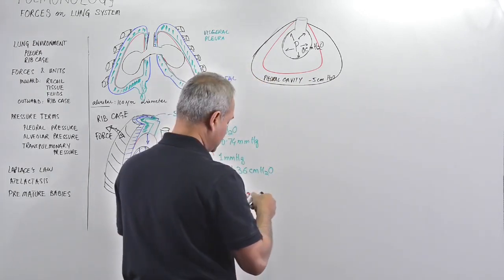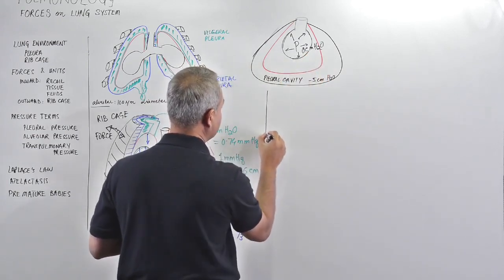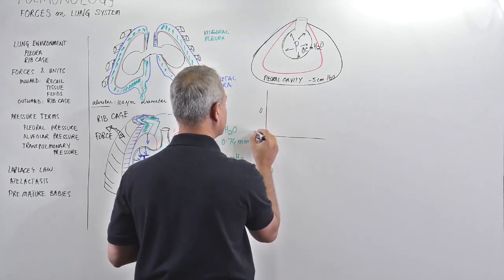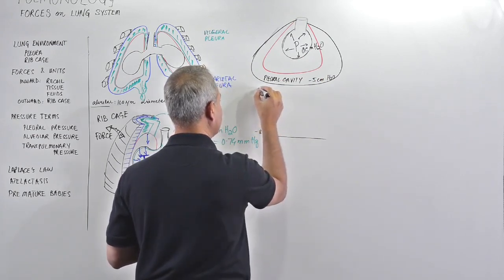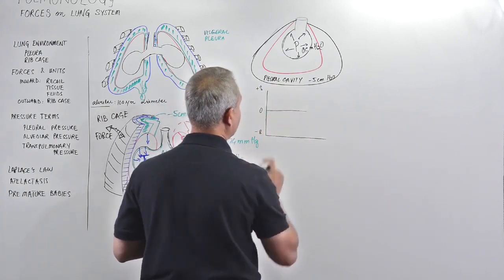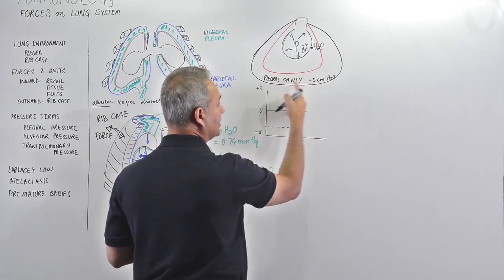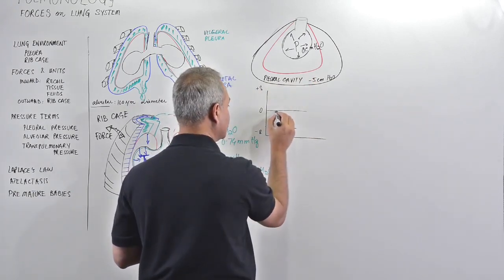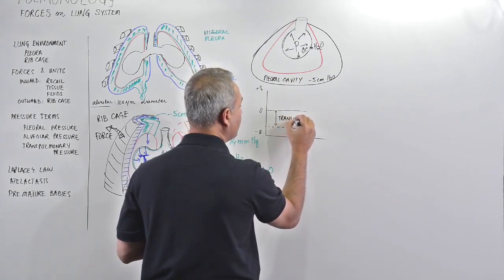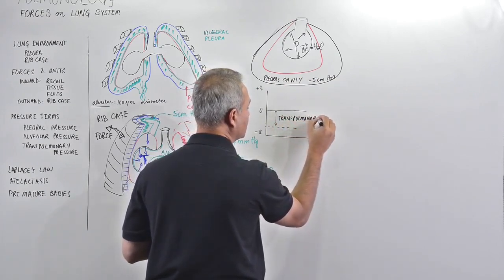Now the pressure difference between them. So if I had, let's say here, a graph. In this graph, if this was 0, this was -8, this was +8. On this graph, if I drew the alveolar pressure and I drew the pleural cavity pressure, then the difference between them is called transpulmonary pressure.